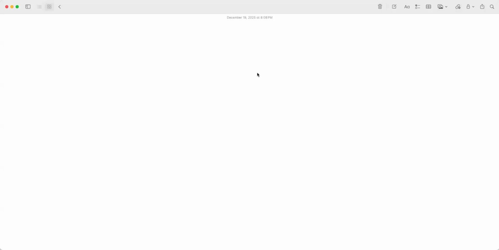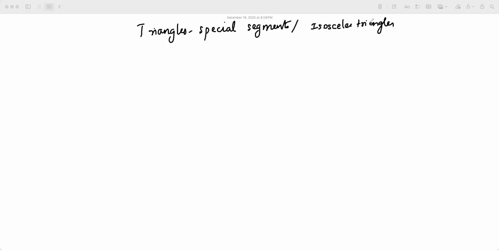Okay, let's go ahead with this theorem first. So this is going to be triangles, special segments, and isosceles triangles. Let me try to complete all the parts today. I don't know. Let's see.